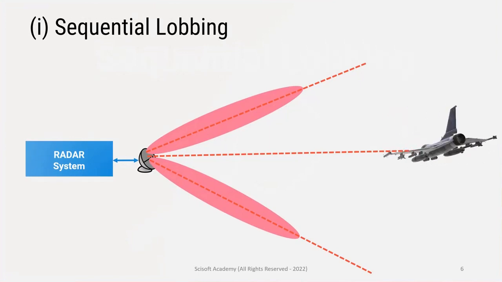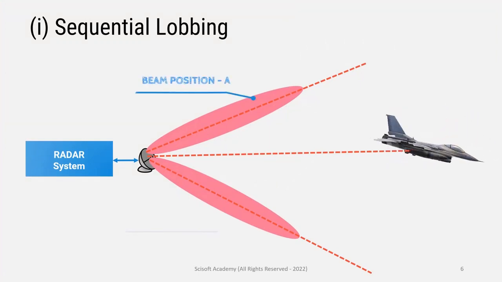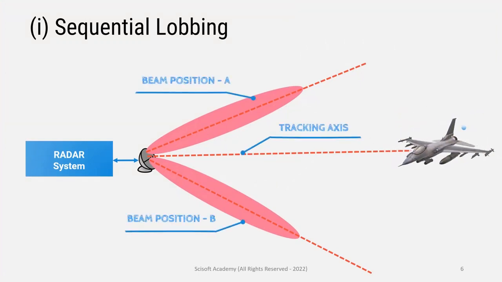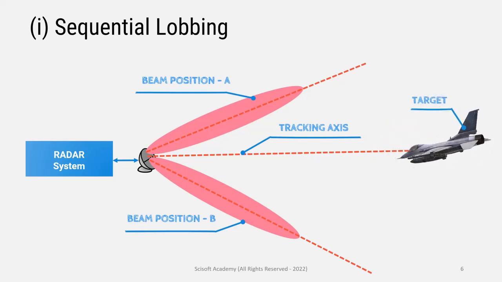So in sequential lobing, basically we'll be having two beams, which is going to help us to identify the target by keeping the target axis in the middle of the beams. Of course, there are some problems with the sequential lobing, and there are some applications also with the sequential lobing where we can use this. So let's go ahead with the problems of using sequential lobing.